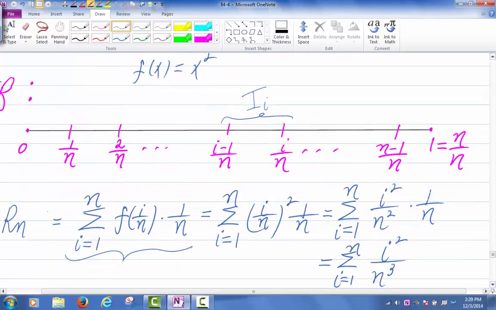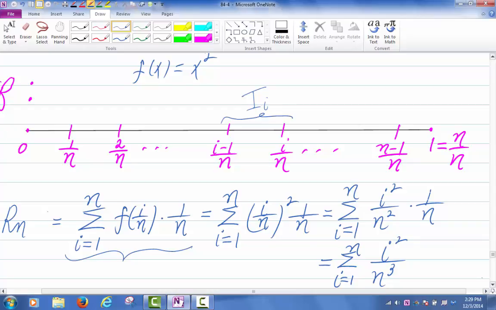Well, this is where it's going to be a little bit tougher. In order to find Rn, what do I have to do? First of all, the interval from 0 to 1, I have to divide it into how many subintervals? N. So what would be the length of each subinterval? Well, what's the total length? 1. I have n subintervals, so the length of each one will be 1 over n.